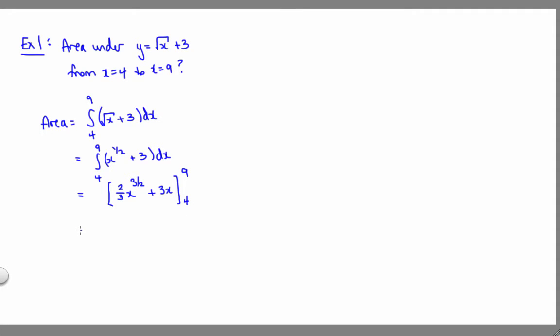Now to evaluate this, we're first going to sub our top x value, x equal 9, throughout this expression. So we'll have 2/3 times 9 to the 3/2 plus 3 times 9. And typically I write a set of square brackets there just to make it a little bit easier to follow along. And now we need to subtract off the value of that function at x equal 4. So we'd have 2/3 times 4 to the 3/2 plus 3 times 4.